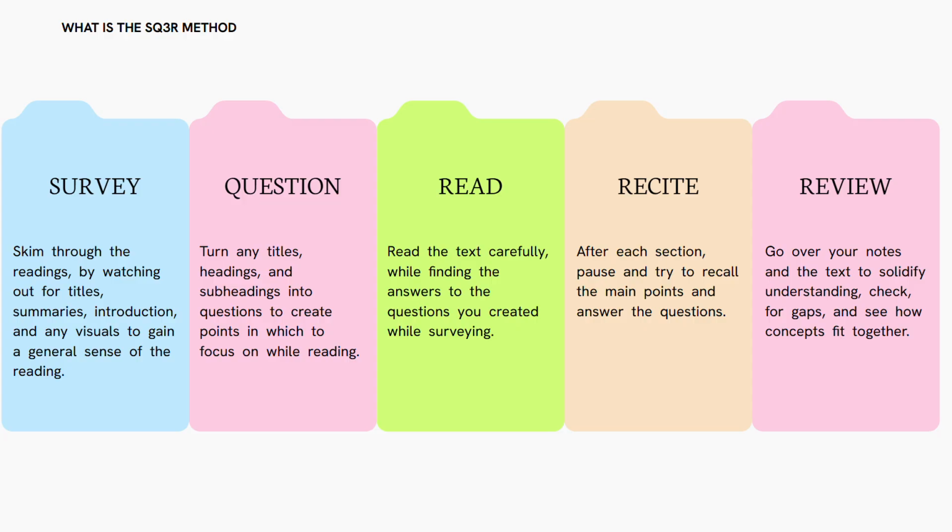Third part is read. Read the text carefully. While reading, find the answers to those guided questions you created while surveying, which is the first part. Second R is recite. After each section, pause and try to recall the main points and answers to those guided questions. And the last R is review. Go over your notes, your summarizations, and the text to solidify understanding, check for gaps, and see how concepts fit together.